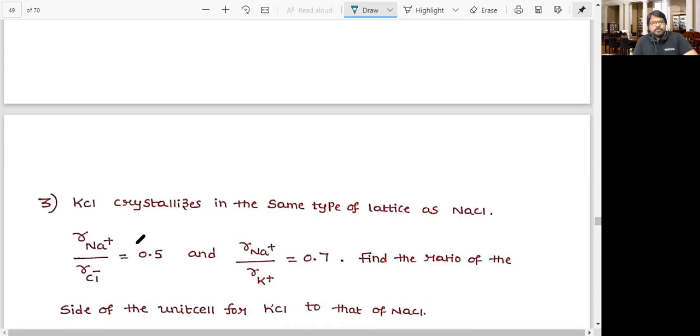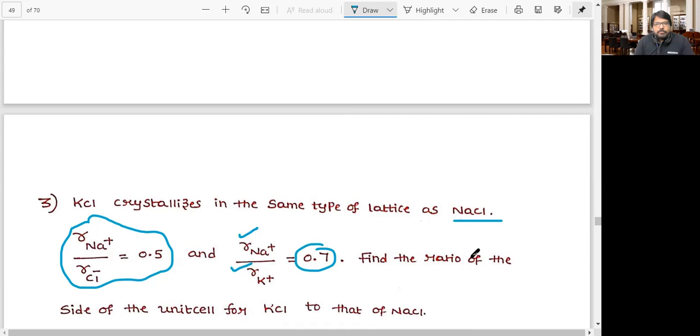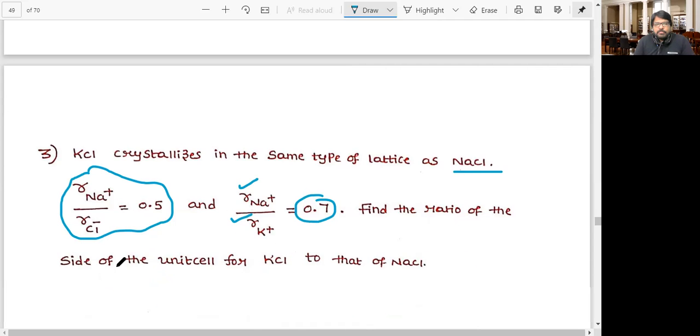And the next one, potassium chloride crystallizes in the same type of lattice as NaCl, of course. So NaCl structure and KCl structure, both the structures are same, that is he's saying. And radius ratio of sodium chloride is given as 0.5. And radius of Na plus by radius of K plus is given as 0.7. Find the ratio of side of the unit cell for KCl to that of NaCl.